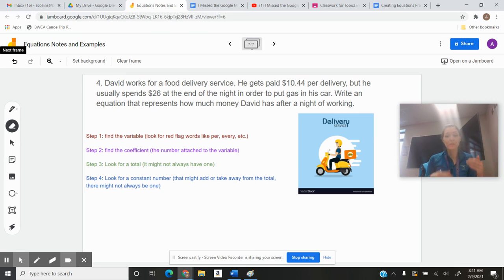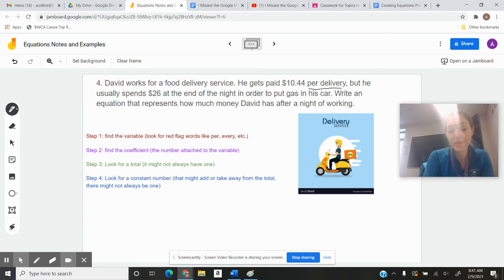We're going to read through it together. I'm going to give you some hints on the variable and coefficient, total, and constant number, just to help you out since these word problems are kind of hard. David works for a food delivery service. He gets paid $10.44 per delivery. So the variable is this delivery.